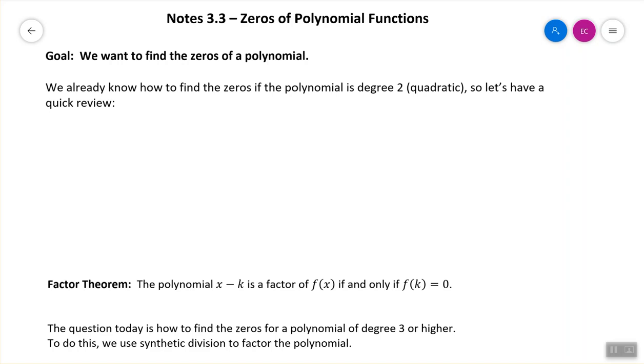So remember, zeros are just x-intercepts. The only difference is that a zero doesn't have to be a real number. It could include the imaginary unit i. So how do you find zeros? How do you find x-intercepts? All we do is just set y equal to 0 and solve for x.